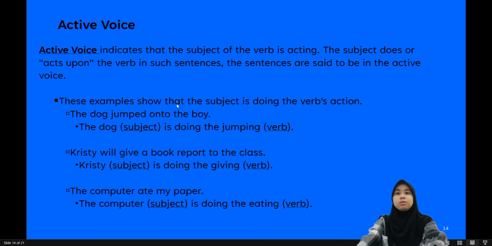This example shows that the subject is doing the verb's action. The dog jumped onto the boy. The dog here is the subject, doing the jumping. Jumping is the verb. Another example: Christy will give a book report to the class. Christy here is the subject, doing the giving. Giving here is the verb. And another example: the computer ate my paper. The computer is the subject, doing the eating. Eating here is the verb.